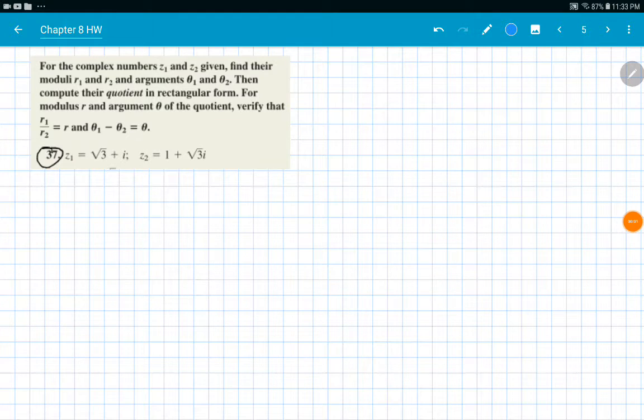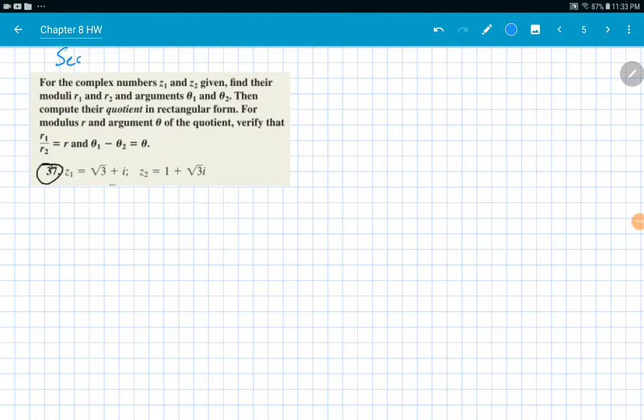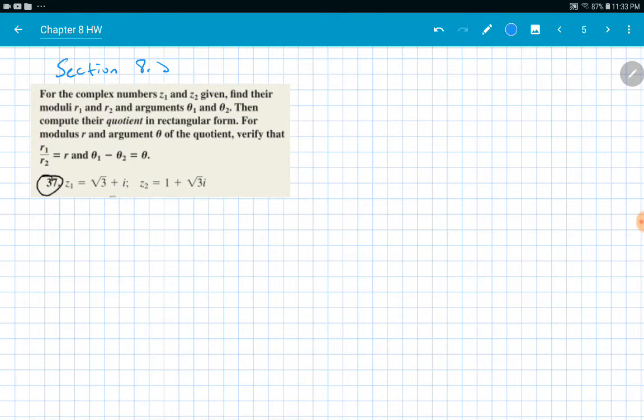In this section, from section 8.2, number 37, we're given complex numbers z1 and z2 in rectangular form, as you can see here. We need to find their r1 and r2 and theta 1 and theta 2 to find their quotient.